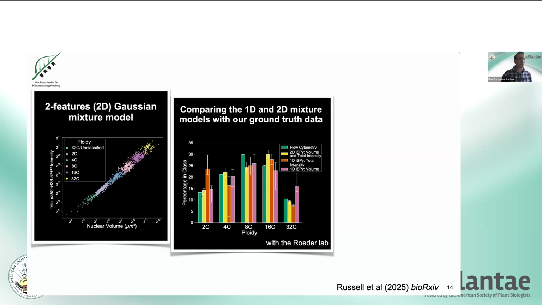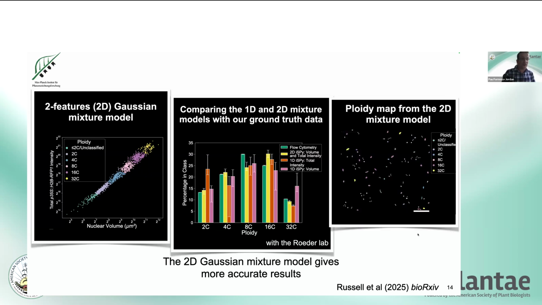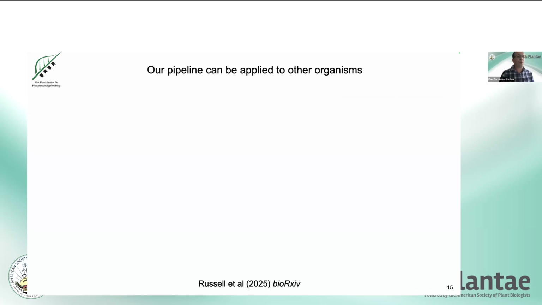It's looking close to the ground truth and has smaller error bars. So from this, we can finally plot our spatial ploidy map, okay? So we tried this in Arabidopsis cotyledons, but we can also try to apply it to other tissues.